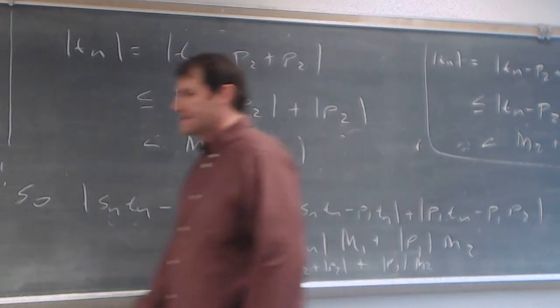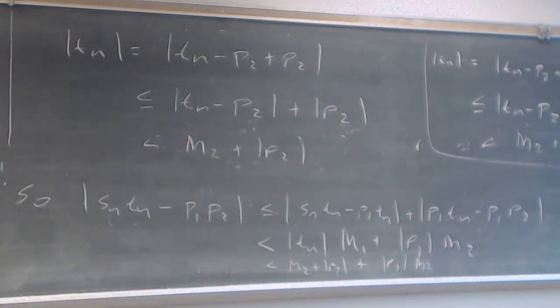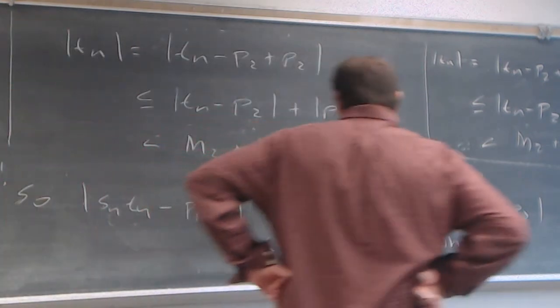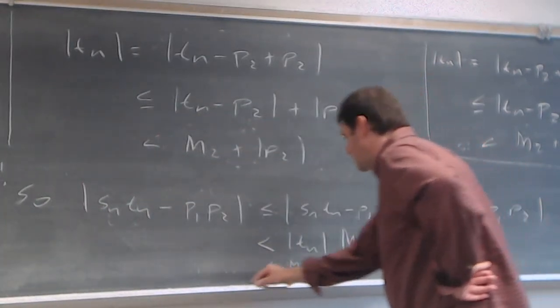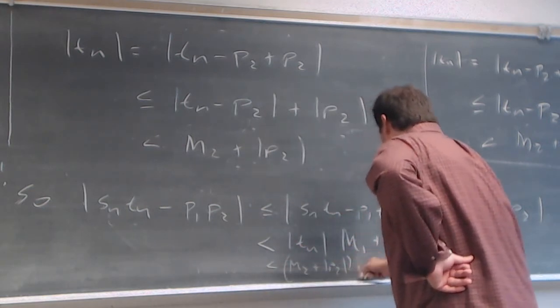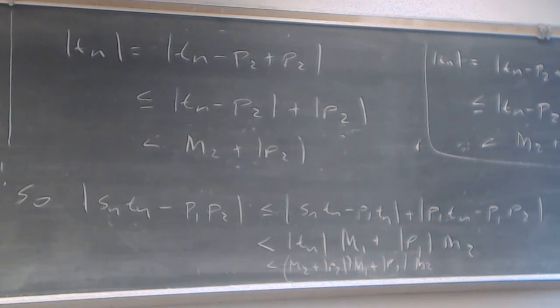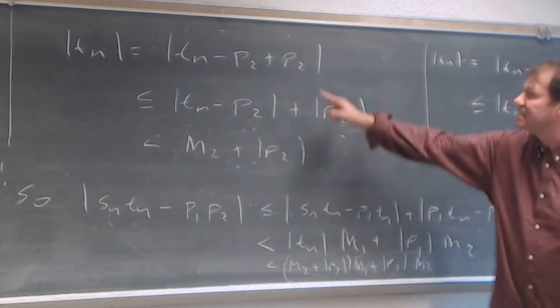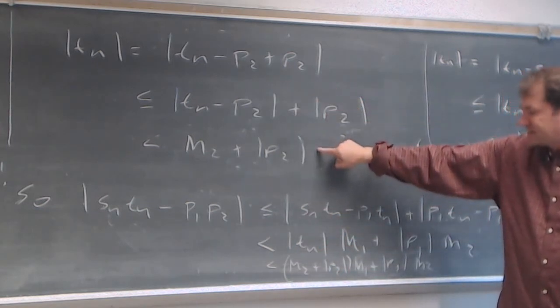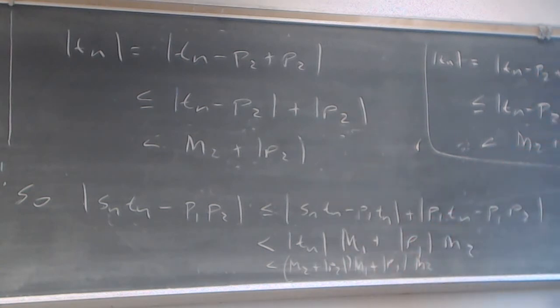I'll agree. Don't we need an extra M1 after that piece of M2 and the absolute value? So here, yes. This needs to be in parentheses, and then I forgot the M1. Yep, sure did. So I'm replacing the T sub n by something that it's less than. So the next quantity got bigger. Is that okay?